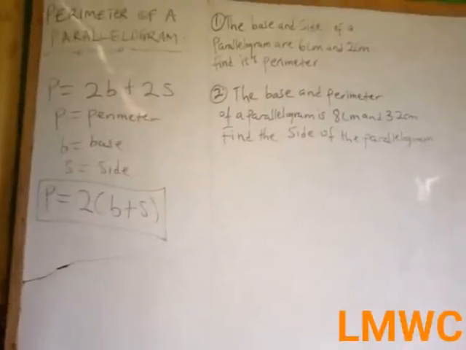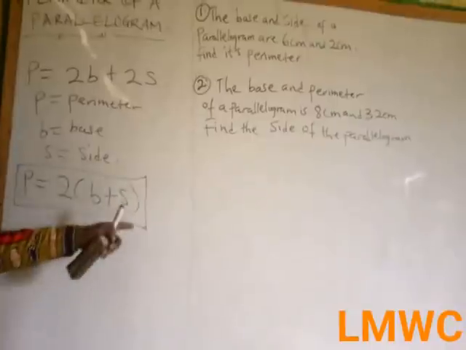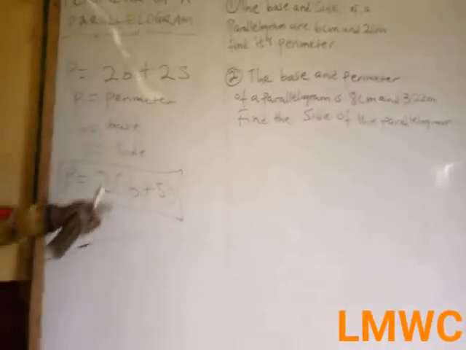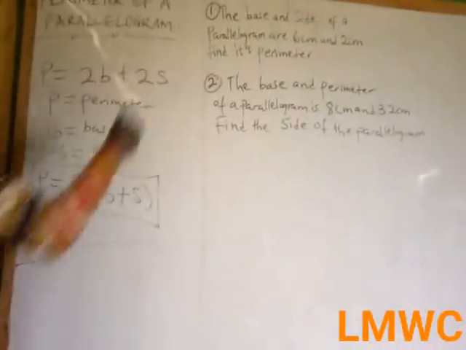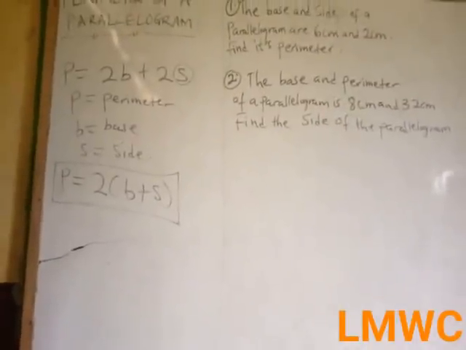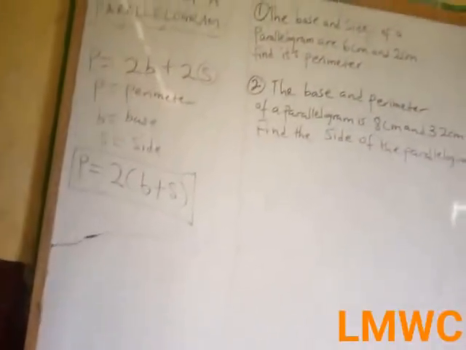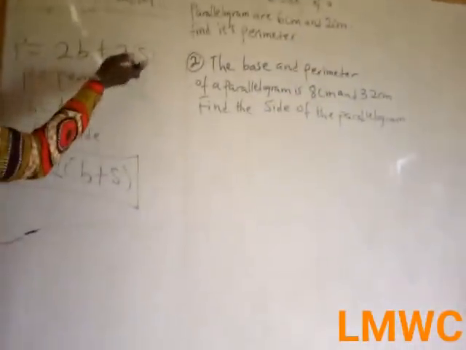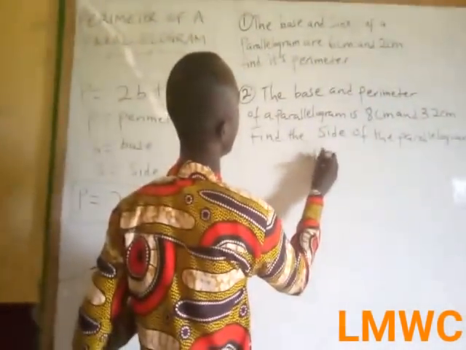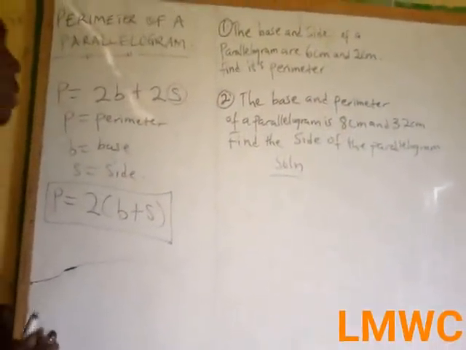Brackets. There can be an instance you will be given perimeter and base, you will be asked to find the side. Or you can be given perimeter and side and you will be asked to find the base. So this is one of the sides of the parallelogram. Some people write it as 2 times base plus 2 times other side. But you can also write it as this.